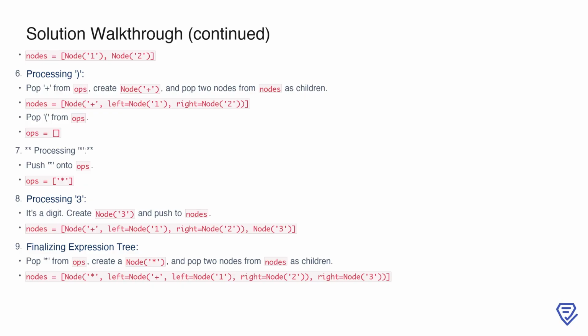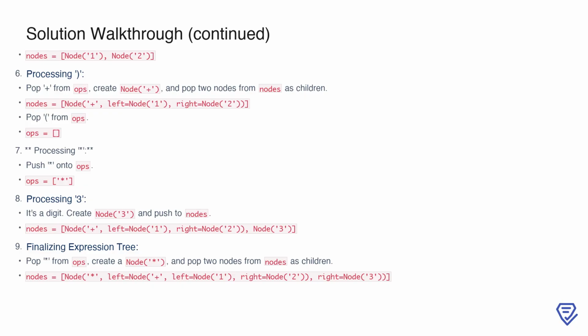The top two nodes in the node stack, 1 and 2, are popped and set as the left and right children of the plus node. This subtree is then pushed back onto the node stack. We also remove the open parenthesis from the ops stack since the sub-expression is now complete.